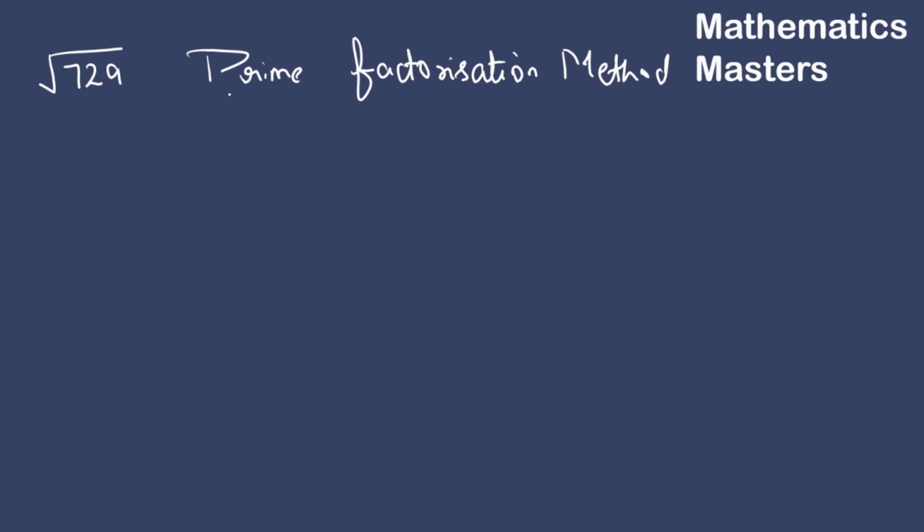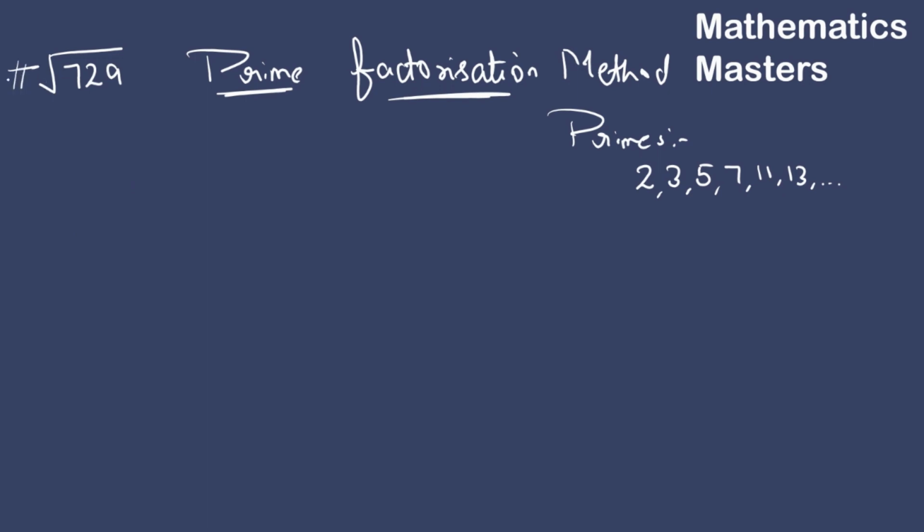Now, as the word suggests, prime factorization. Primes meaning, first of all, we will list down some of the primes. The smallest prime is 2, then we have 3, then 5, 7, 11, 13, and so forth. So let's start how we can calculate the square root of 729 using the prime factorization method.